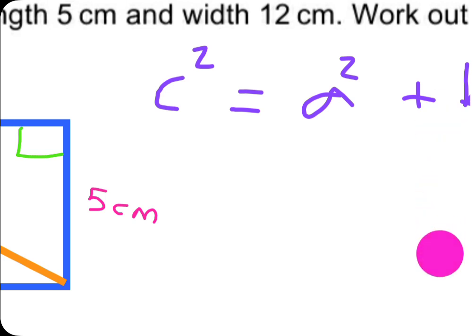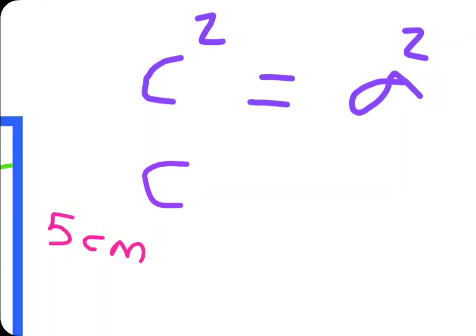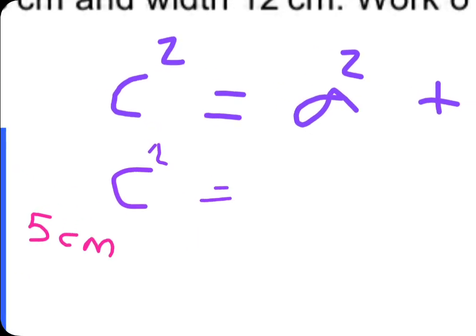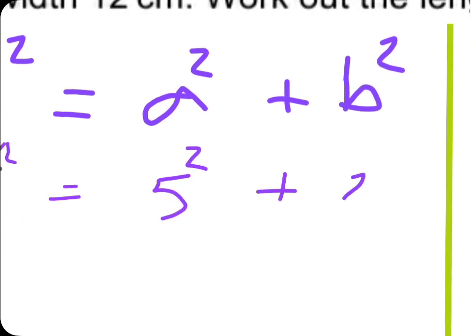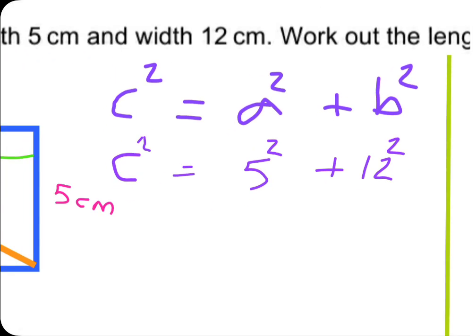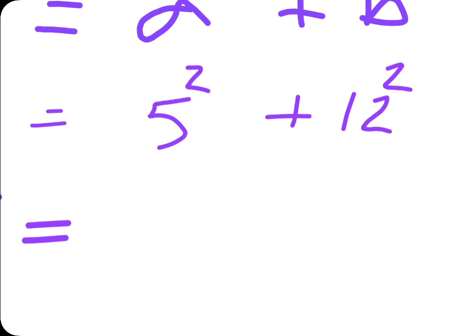Here we have c squared, which we don't know, so we write it again. So c squared equals a squared, which is 5, so 5 squared plus 12 squared. Now, we can use the calculator to find the squares of numbers. So c squared equals 5 squared, which is what? It's 5 times 5. You can use the calculator to find it.